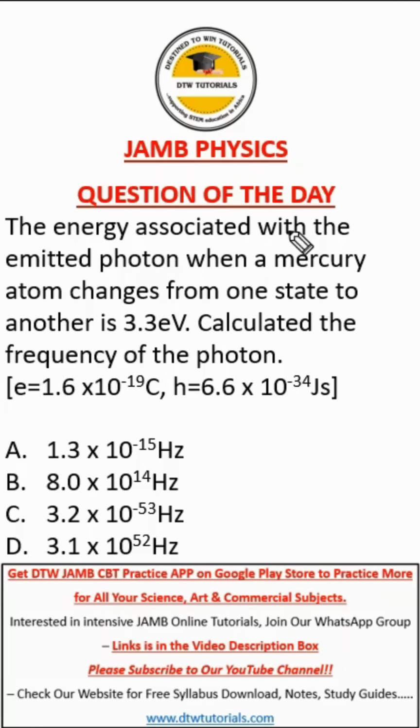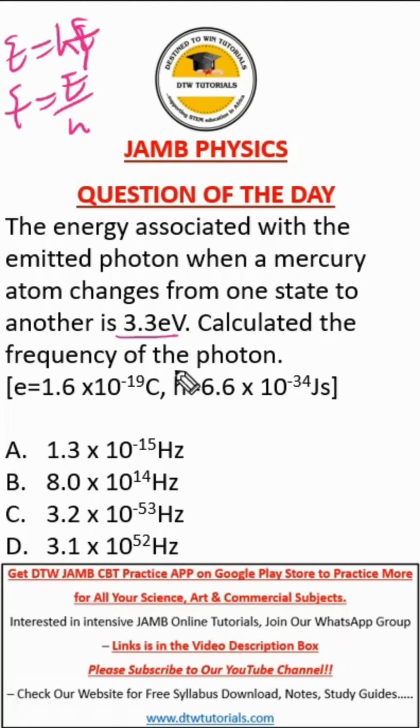It says the energy associated with the emitted photon when a mercury atom changes from one state to another is 3.3 eV. Calculate the frequency of the photon. Here we use the formula for energy of radiation, E equals h f. We're looking for f, which is the frequency, so make it the subject of the formula. It becomes f equals E over h.